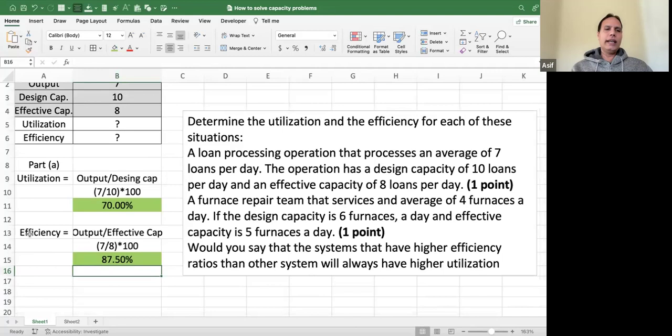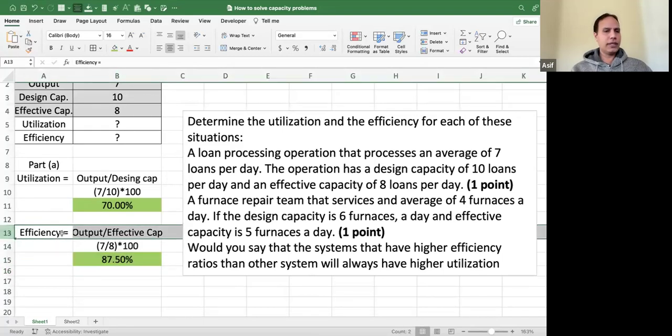And again, as you can see, for this part, there are three elements. One thing is the formula, which is clearly shown here. The second part is the process, which is showing that we divided 7 by 8 and then multiplied by 100. And the last thing is your answer.